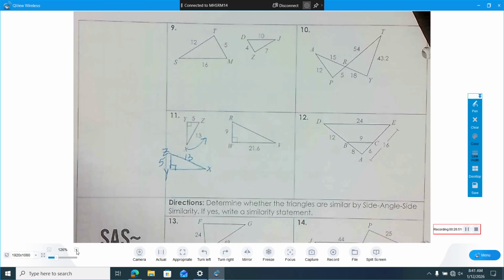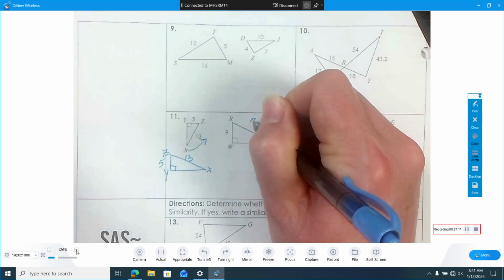What do we need to do here? Can I figure out if we're using side, side, side similarity? Do I have enough information? I'm missing a third set of sides, right? Yeah. But it is a right triangle. Can I do something to figure out the hypotenuse?